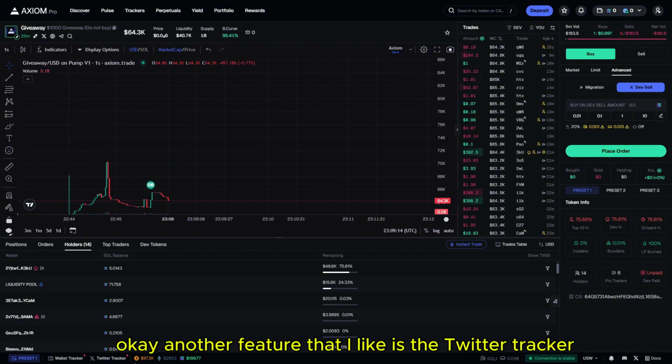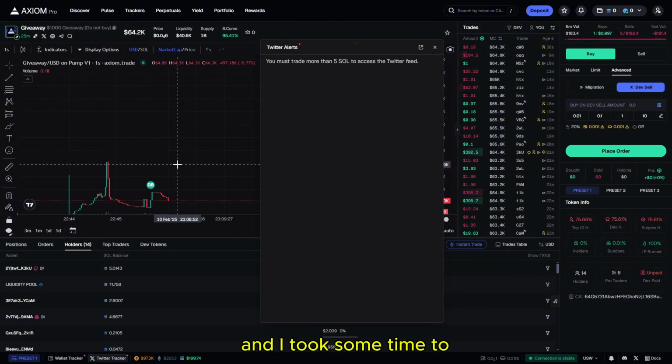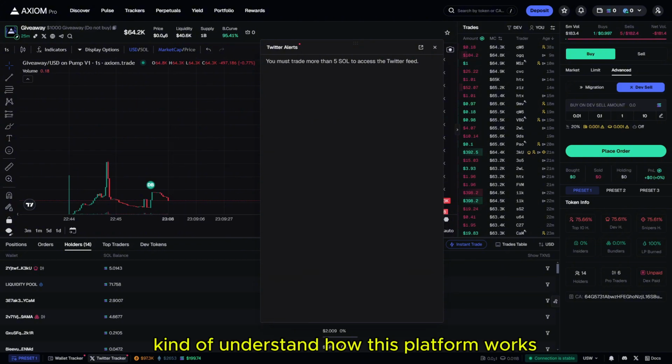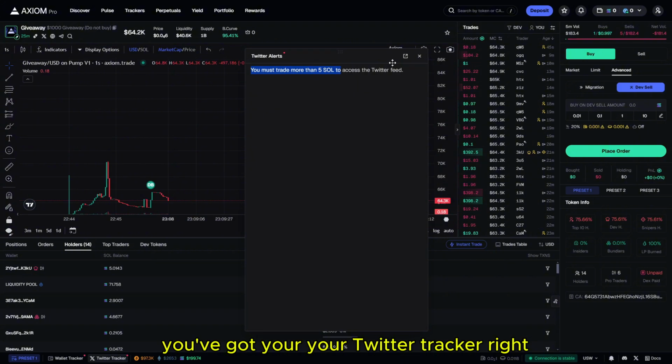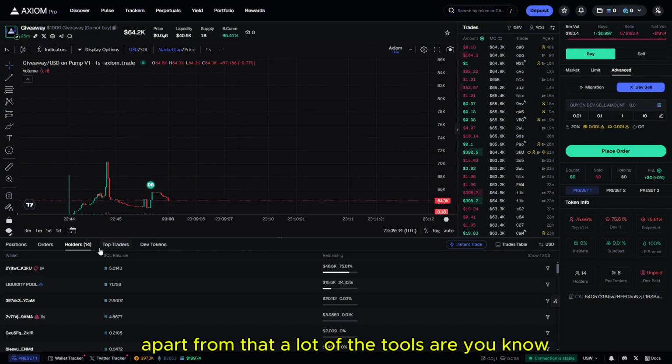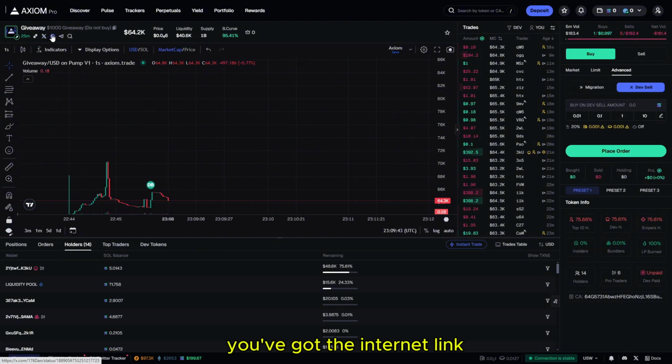Okay, another feature that I like is the Twitter tracker. Of course, I don't have access to this right now. I've literally just made the account, and I took some time to understand how this platform works. But as you can see, once you trade more than 5 SOL, there you go, you've got your Twitter tracker. Apart from that, a lot of the tools are similar to Bullx. You can see that you've got your socials here. So you've got your Twitter, X, you've got the internet link, and I believe this is a Telegram.